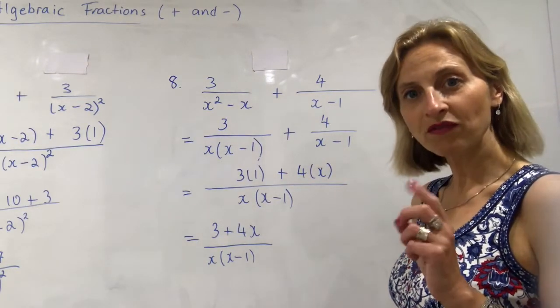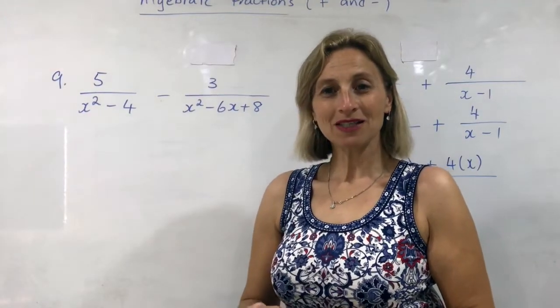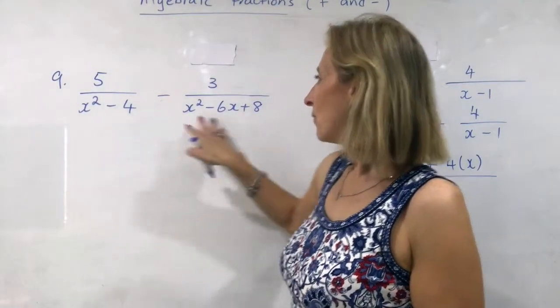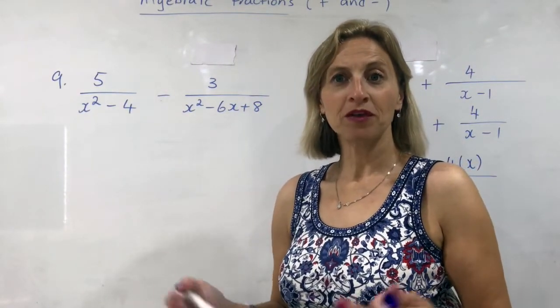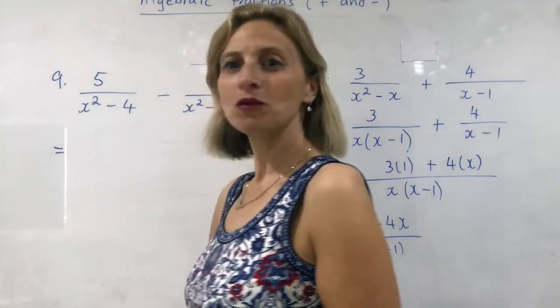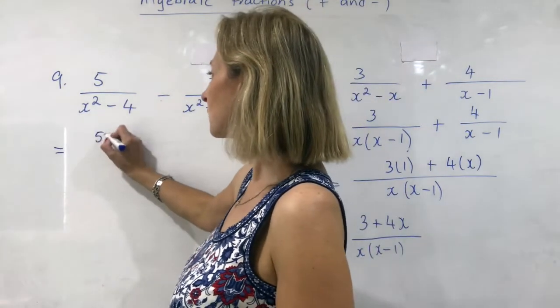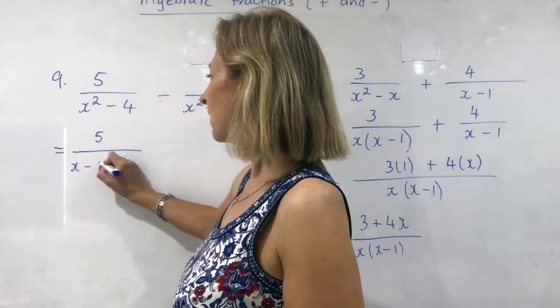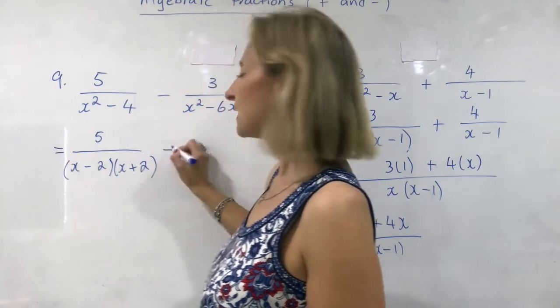Let's do one more of those and then we'll be finished for the day. Let's have a look at our last question where we need to factorize both of our denominators because they're both quadratic expressions. If you've been watching all the other videos, you should have no problem identifying this one. It's the difference of two squares. X minus 2, x plus 2. The minus stays in the middle.